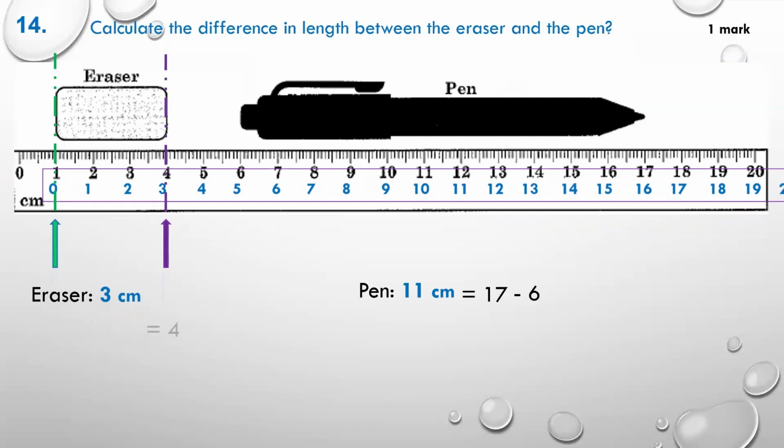We could do it by just saying 4 was the final part of the eraser minus 1. 4 take away 1 is 3. Now look, let's go back and see if we're finished. What is the question asking us? Calculate the difference in length between the eraser and the pen. So pen minus the eraser, the pen is 11 minus 3. So the difference is 8 centimeters. Right? That's the difference, meaning that the pen is 8 centimeters longer than the eraser.